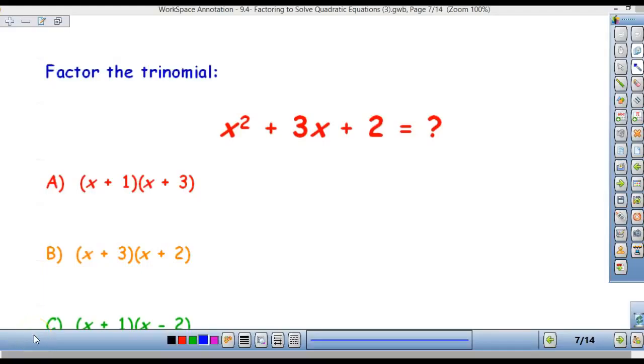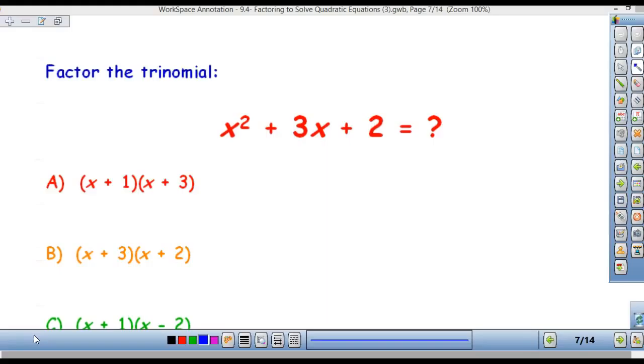All right, your notes today are found on page 49. So I need everyone, or you, to turn to page 49. Okay, at the top left of the page, you see this problem, x squared plus 3x plus 2.